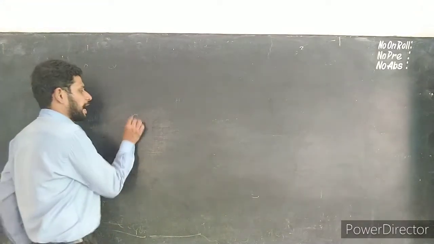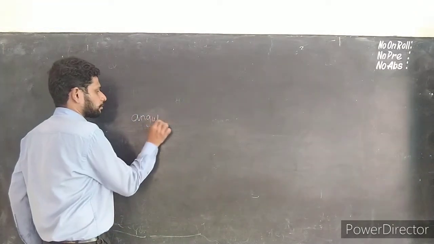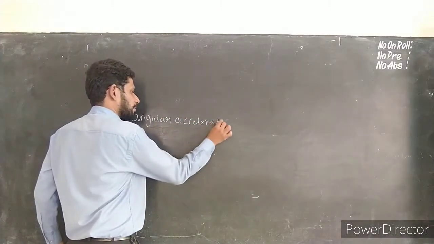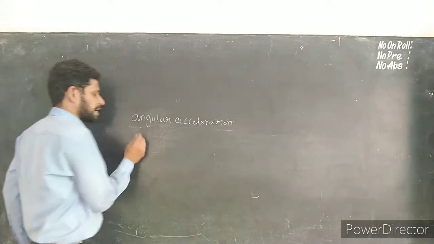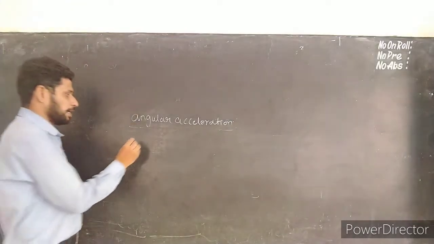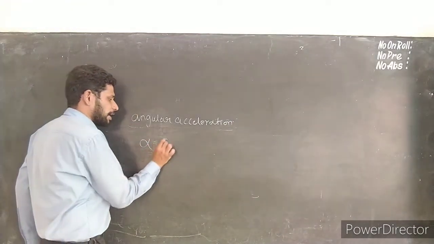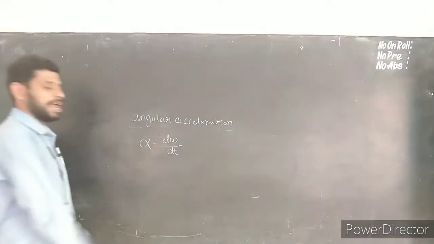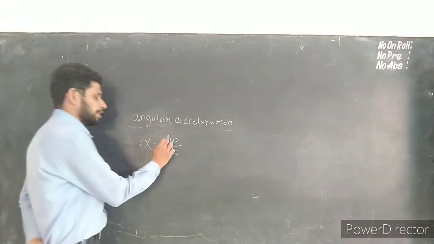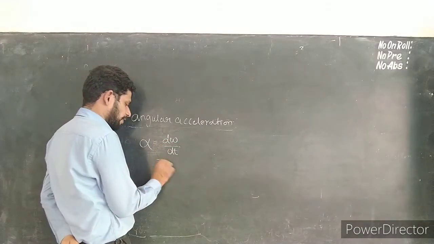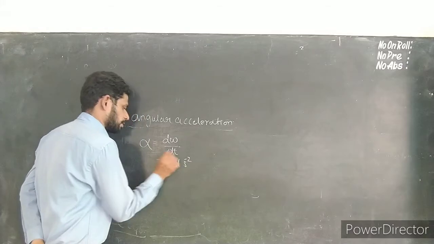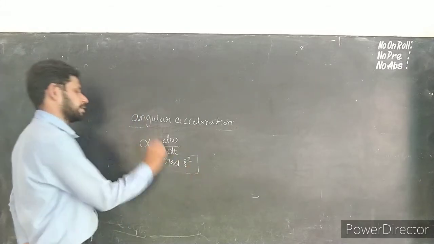What is meant by angular acceleration? Angular acceleration is the rate of change of angular velocity. It is denoted by the letter alpha. So alpha equals d omega by dt. The SI unit of angular acceleration is radian per second square.